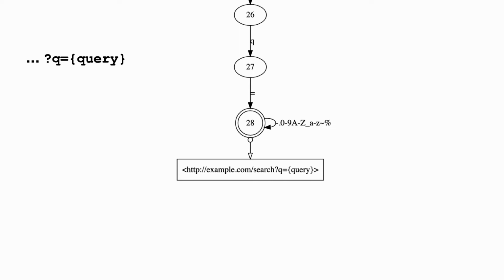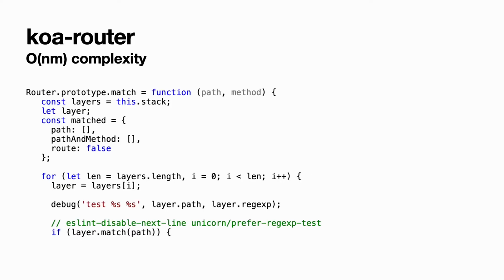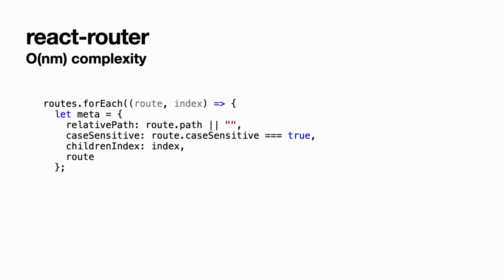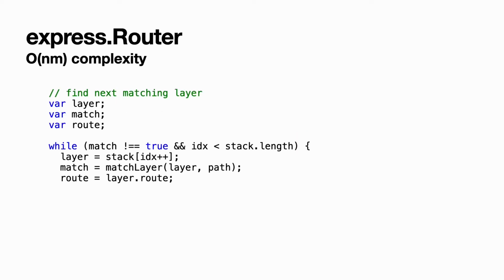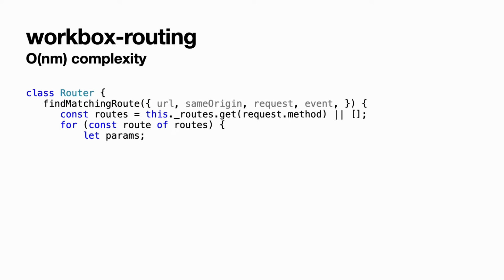We can test a URI against every state machine sequentially, and indeed this is how the vast majority of routing libraries do this. CoreRouter converts each route to a regular expression, and then tests each one in series using a for loop. React Router, same thing, but using array forEach. Express Router, same thing, but with tail recursion. Workbox routing, same thing, but using for of iteration.